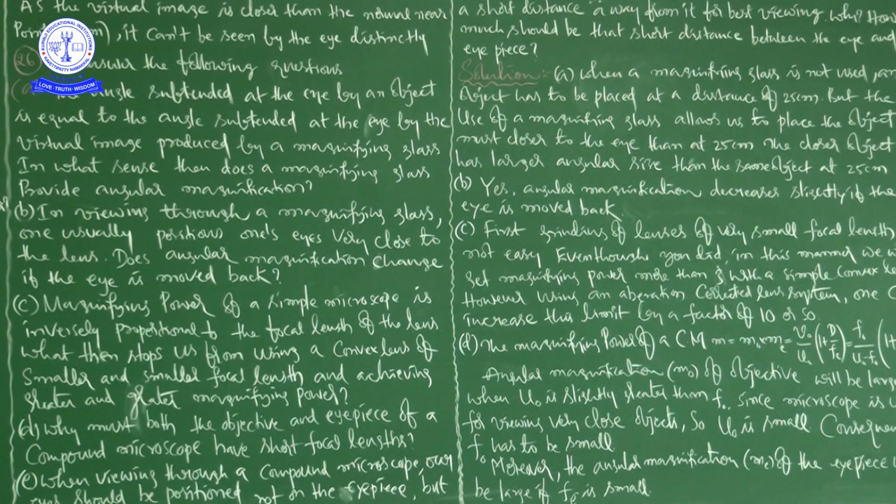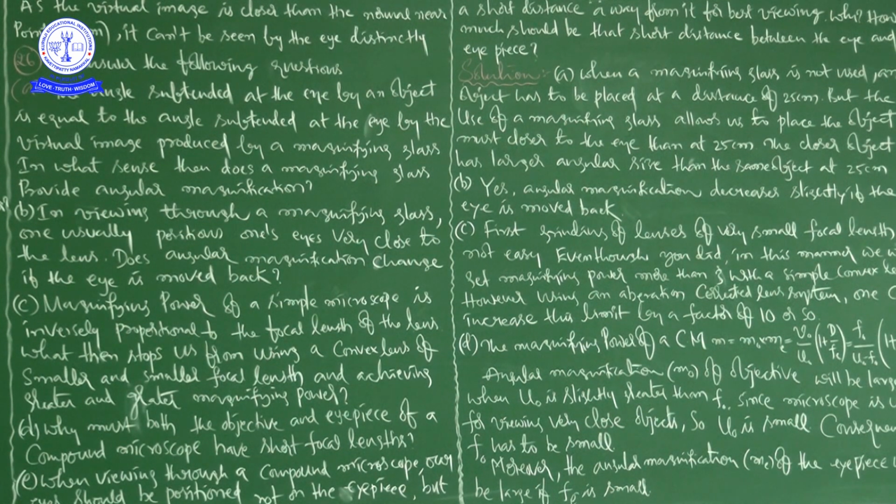Okay, that is what. Next, the exact location of the eye ring depends on the separation between the objective and the eyepiece and the focal length of the eyepiece. I will repeat once again: the exact location of the eye ring depends on the separation between the objective and the eyepiece and also the focal length of the eyepiece. Okay, that is what I am saying.